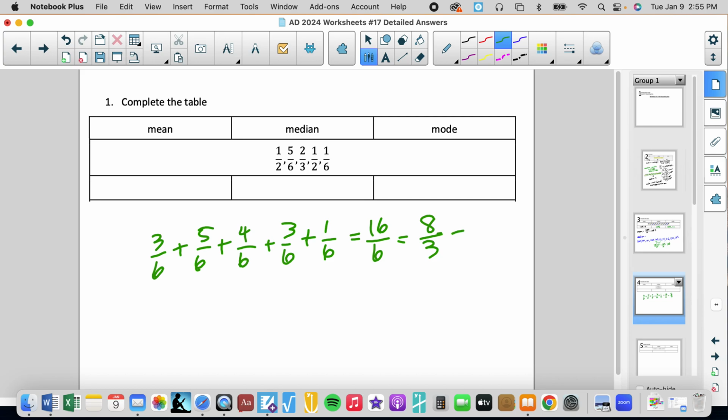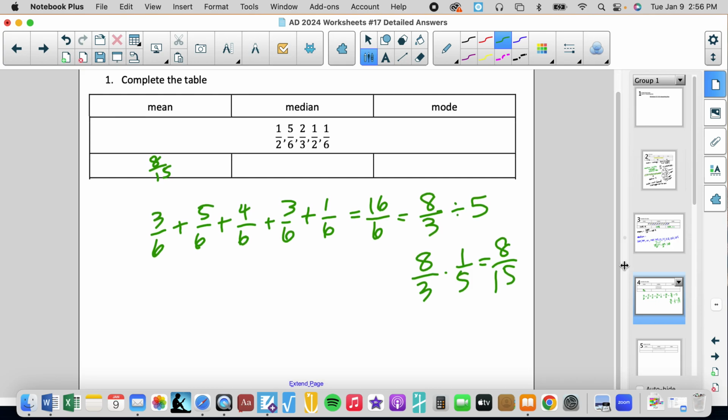8/3 divided by how many numbers? 1, 2, 3, 4, 5, divided by 5, which is 8/3 times 1/5, which equals 8/15 is my mean. 8/15. Let's go. That's my mean. That's a good one. I like that one. Middle. Oh, all right. Now I got to know my orders.